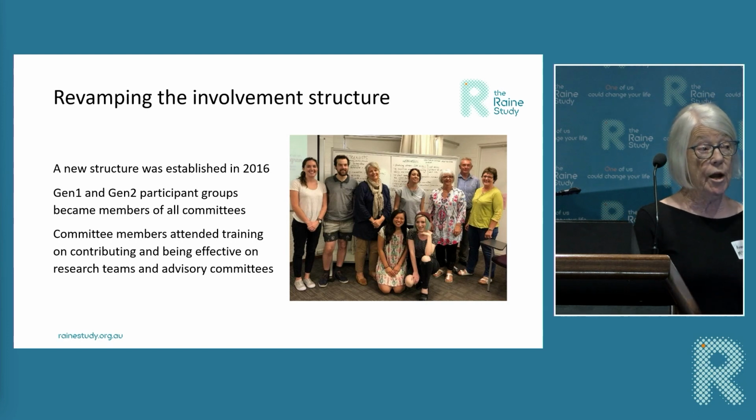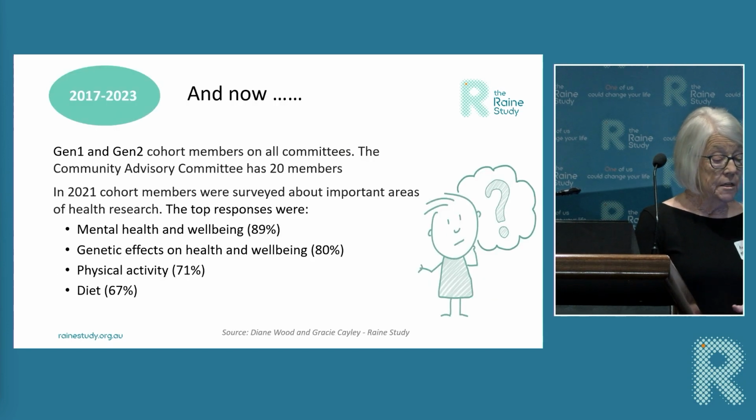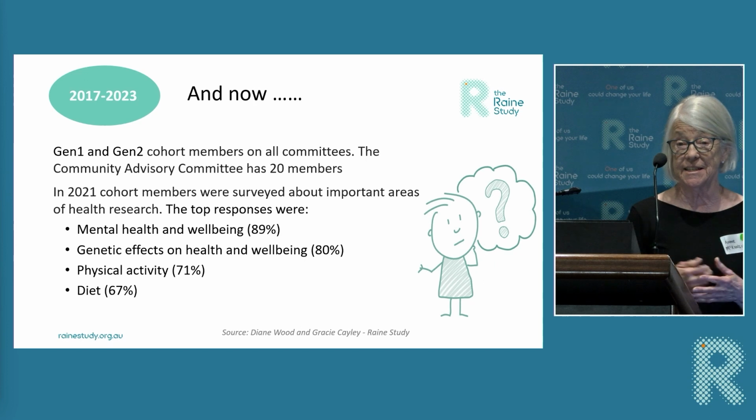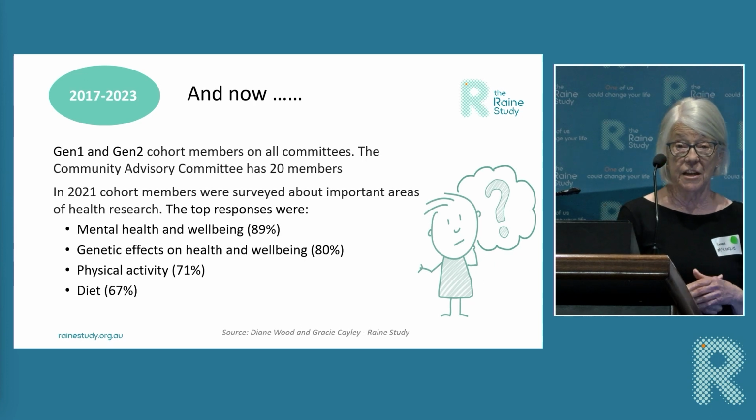And as I said, when I talked with Diane and Gracie, they provided some information about this, and it was really fabulous to hear that this has not only continued but is growing. So I think you can all feel really proud of that. So there's now Gen 1 and Gen 2 cohort members on all committees. I'm pleased to hear that no babies are on there yet. The Community Advisory Committee has 20 members, and that's pretty astounding, really, when you think about it, that people give their time.